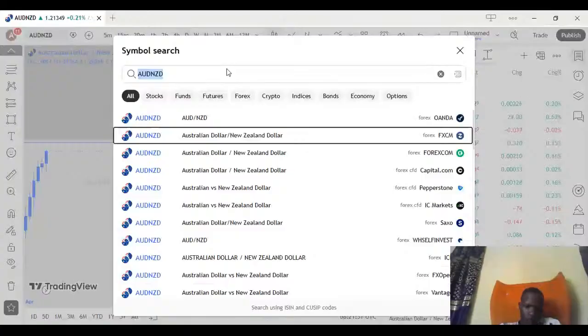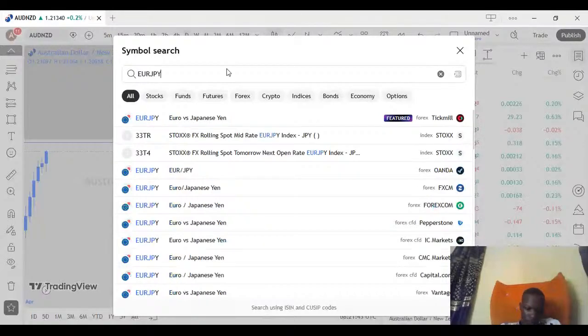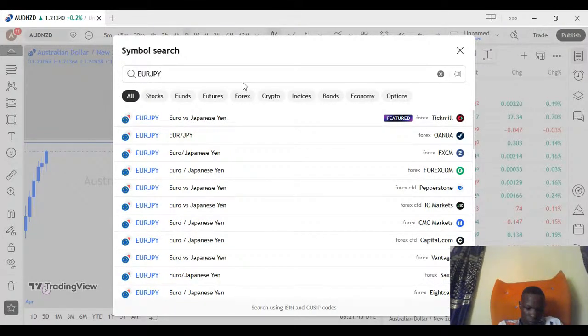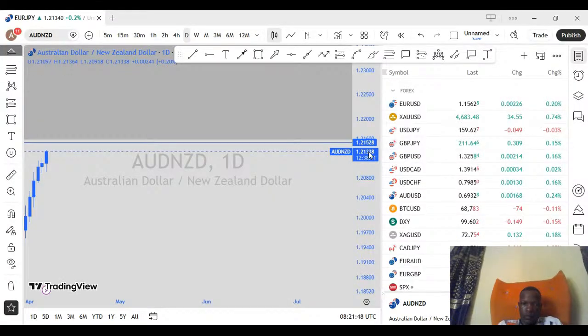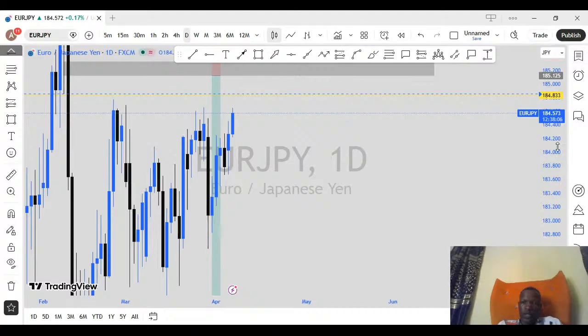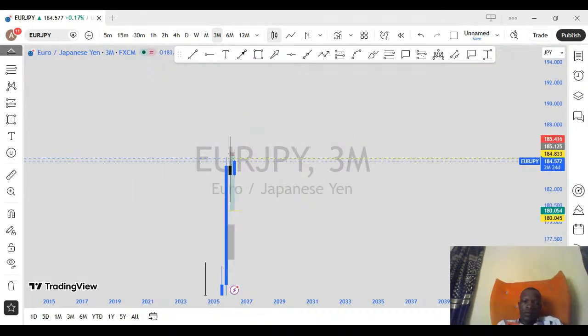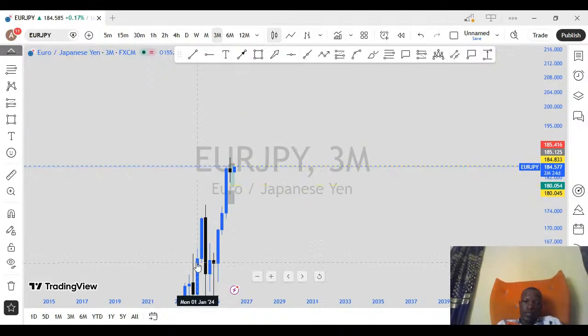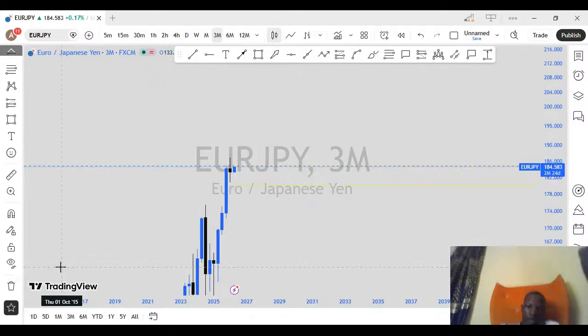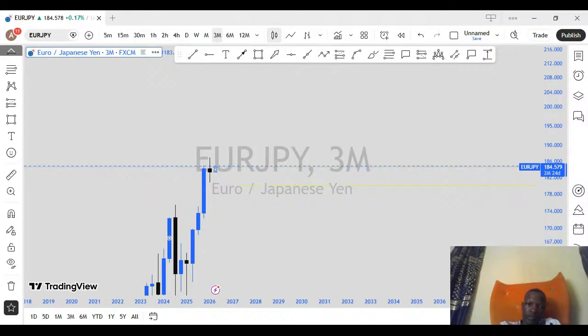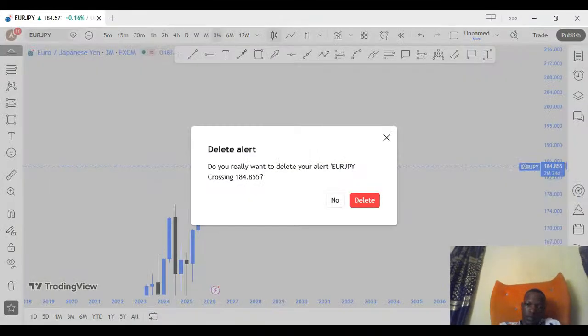EURJPY. On this EURJPY, I have a setup there. Let's delete all this and start all over. On EURJPY, the alert is there also.